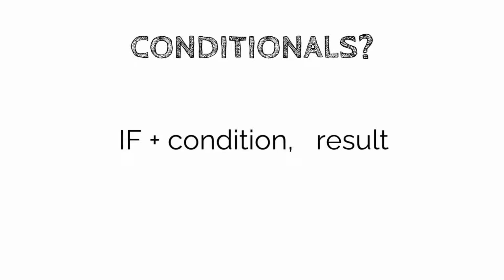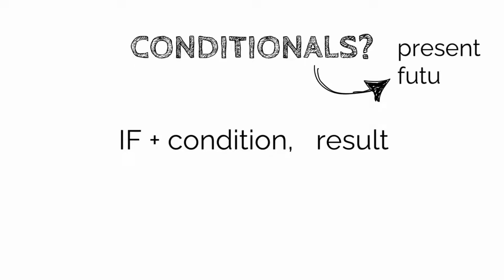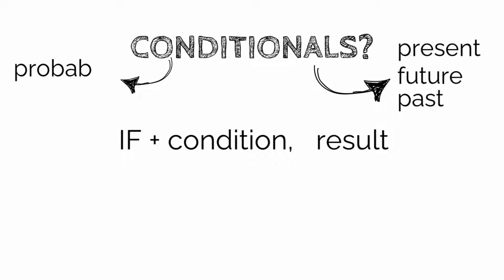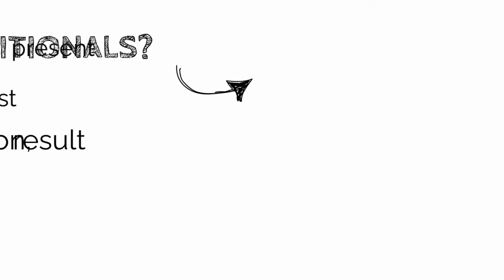What are conditionals? Conditionals are sentences that have two parts: a condition, the if part, and a result. They can refer to the present, the future, or the past, but they also tell us the degree of probability of that condition. There are 4 main types of conditionals you'll need to know, and we're going to explore each one step by step. So, let's get started.